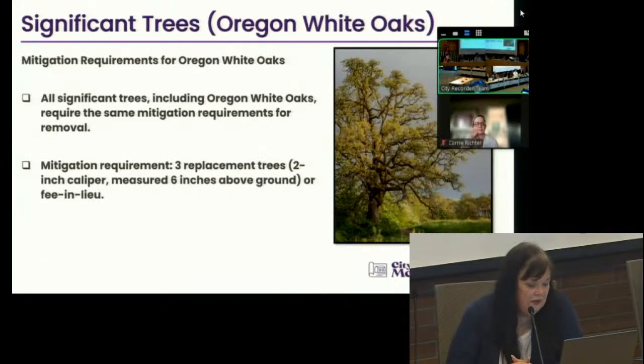For Oregon white oaks, it's the same thing. Or you can do a fee in lieu for any of these in terms of the replacement trees. It's just that for Oregon white oaks it's 10 inches.